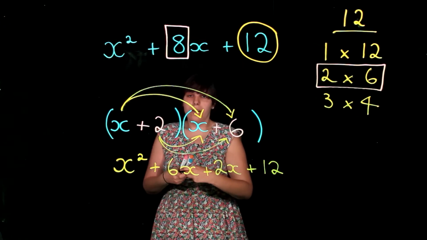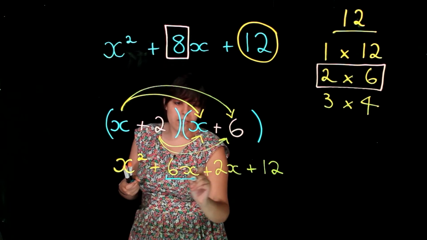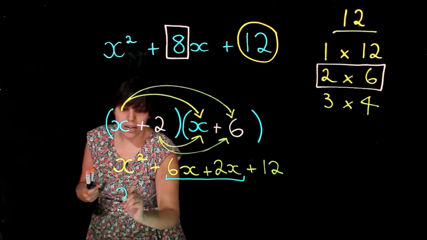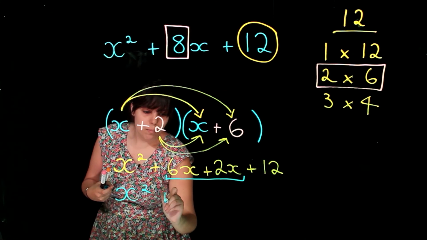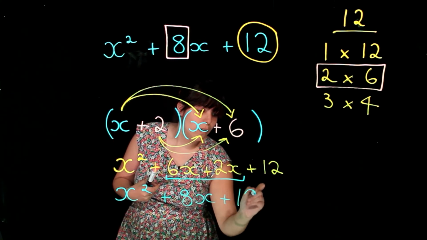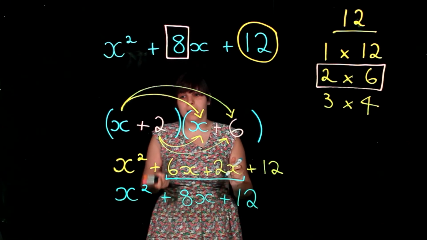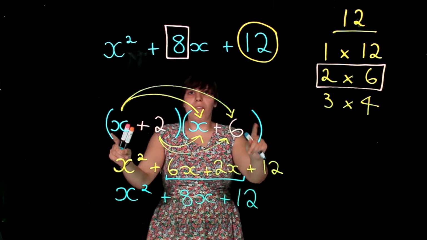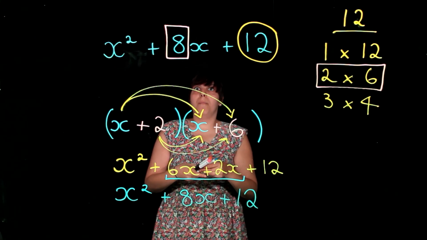If I then add these two together and therefore simplify, I end up with x squared plus 8x plus 12, which is what I started with in the first place. So there I have my factorised expression.